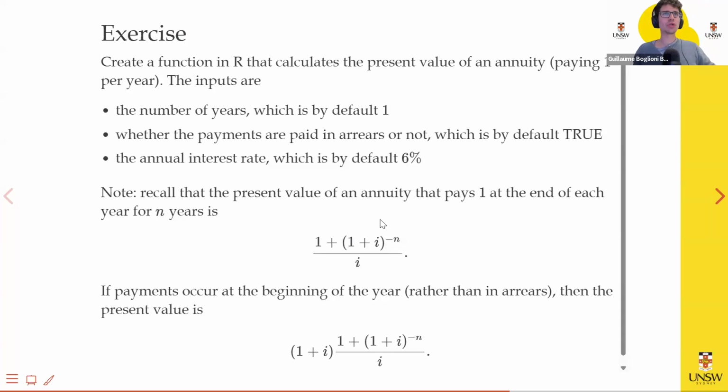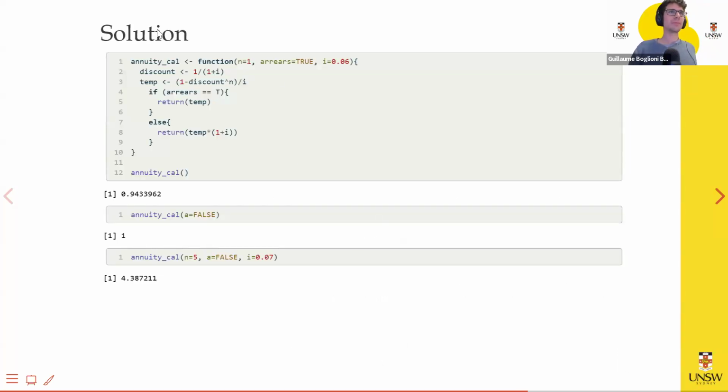And for myself, I'll go to the solution. I suppose there's more than one way, but here, the name of our function will be annuity cal for calculation. Now, n is by default 1, arrears is by default true, interest rate is by default 0.06 for 6%. Now here, we declare something that is the discount factor.